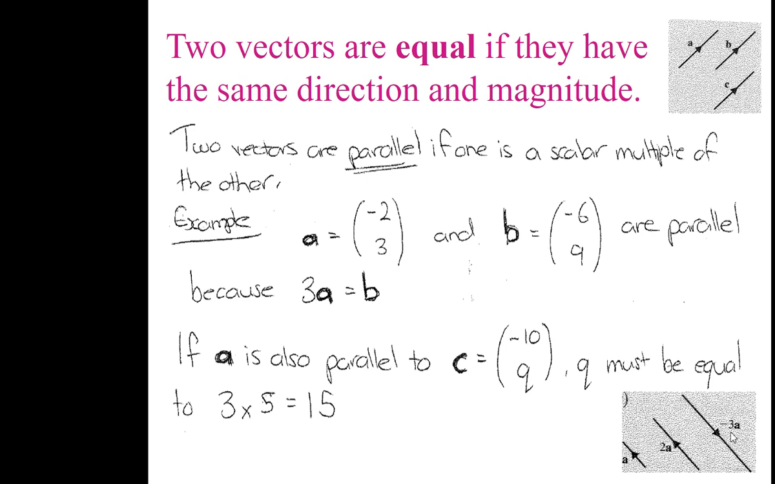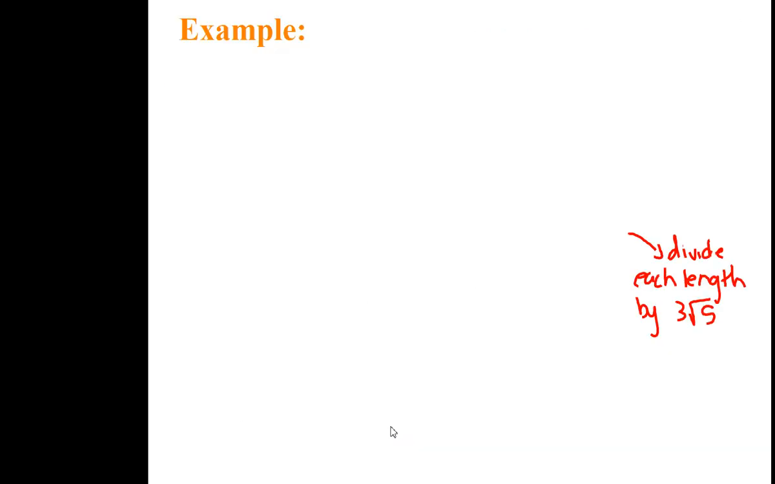This is a different question to that. So a and 2a are scalar multiples of each other, therefore they're parallel. Some other parallel vectors. So here's another example.